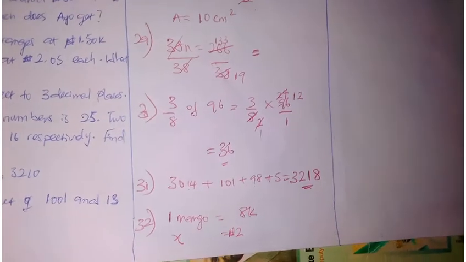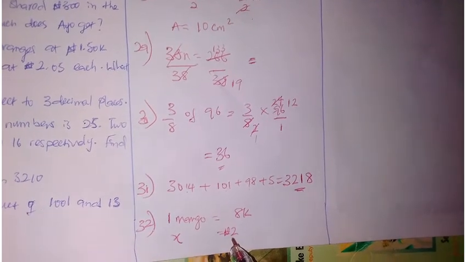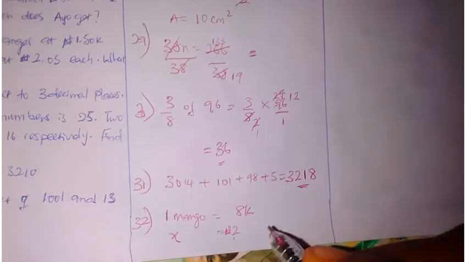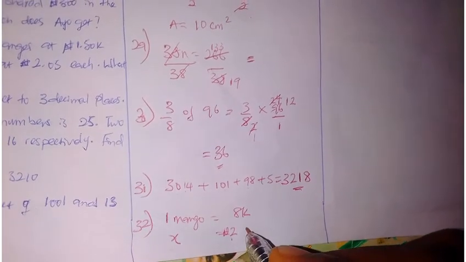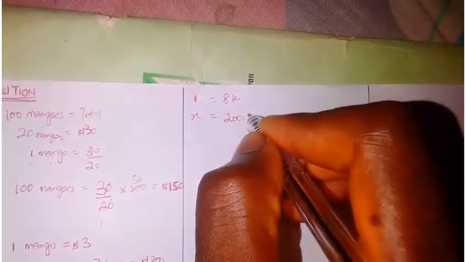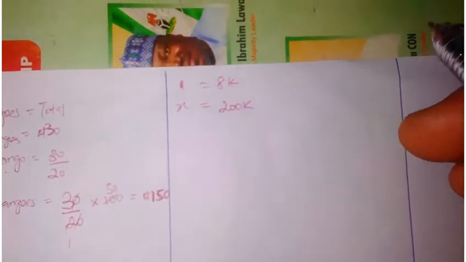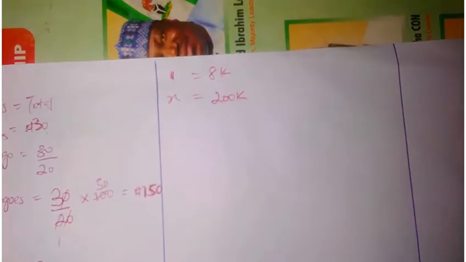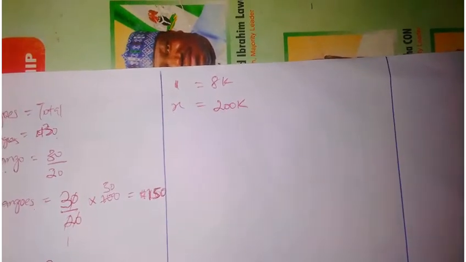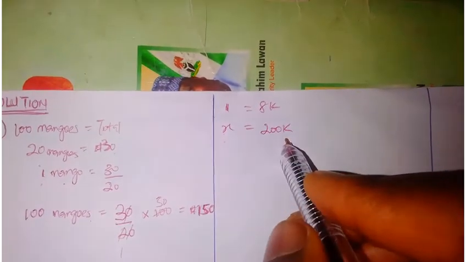That is the question. First, convert this to kobo. To convert to kobo becomes what? 2 times what? 100. So let's try it again. I'm going to have what? 1 equals 8 kobo. X equals what? 2 times 100 is what? 200 what? Kobo. From this last expression, in kobo, I have 2 naira to be the same thing as what? 200 kobo.